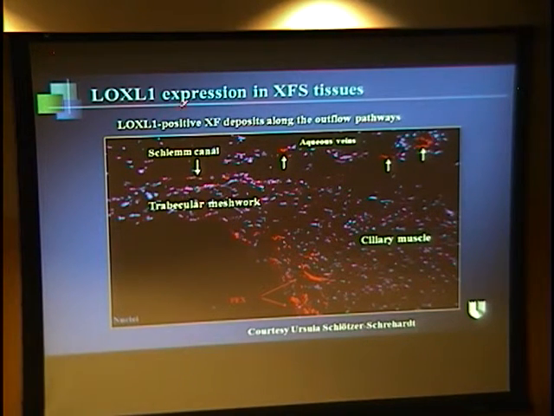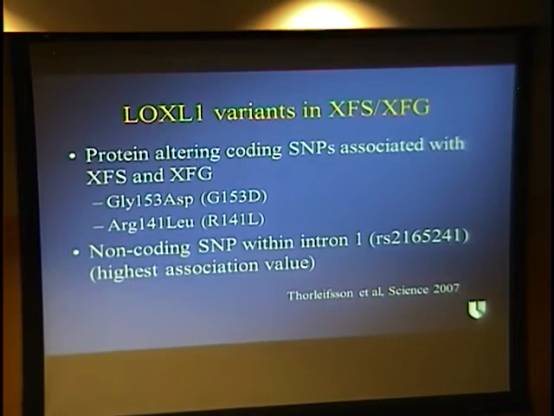Now, if you look at trabecular meshwork tissue and you stain for LOXL1, you can see that LOXL1 is this red, and it's staining. This is a trabecular meshwork here. Here's a ciliary muscle, a little bit there. Here's Schlemm's canal. It rings Schlemm's canal. And here are some of the aqueous veins. So LOXL1 is actually distributed all around that portion of the eye.